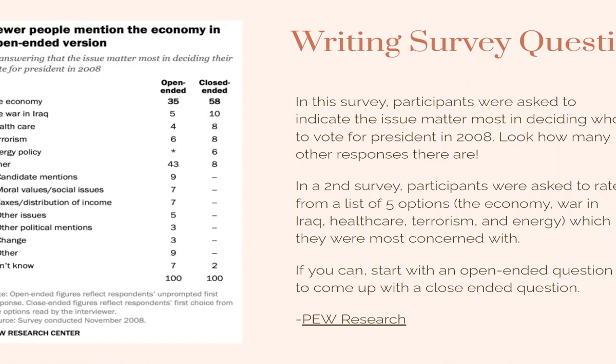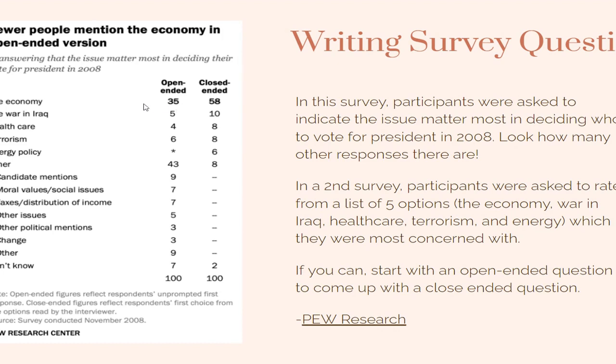Okay, so writing survey questions. We're going to talk about all the problems with surveys first before we talk about all the right ways to do them. So in this survey, participants were asked to indicate the issue most important to them in deciding who to vote for president in 2008, which is crazy to me that was so long ago for you. So I want you to see how whenever this is open-ended, an open-ended question is one that you're not giving people an option. It's like a free response kind of question.